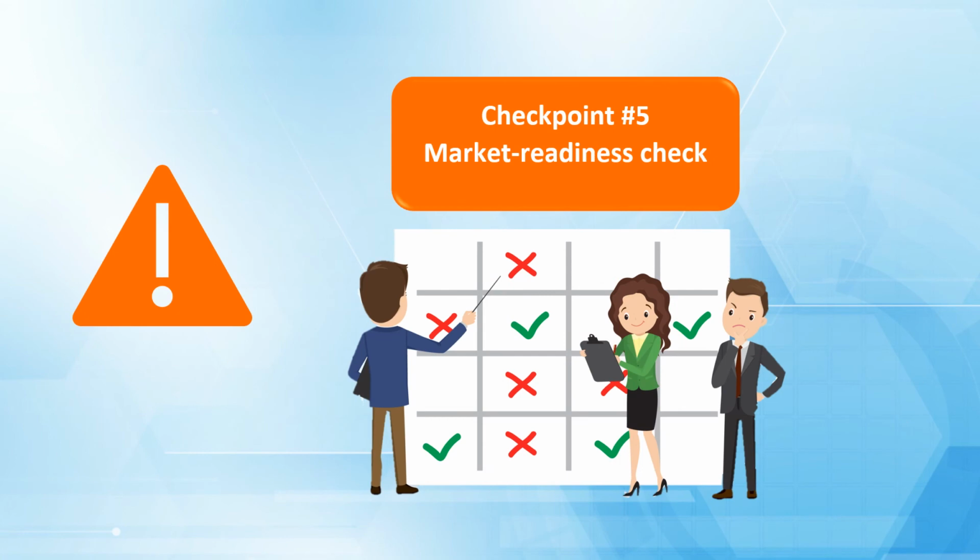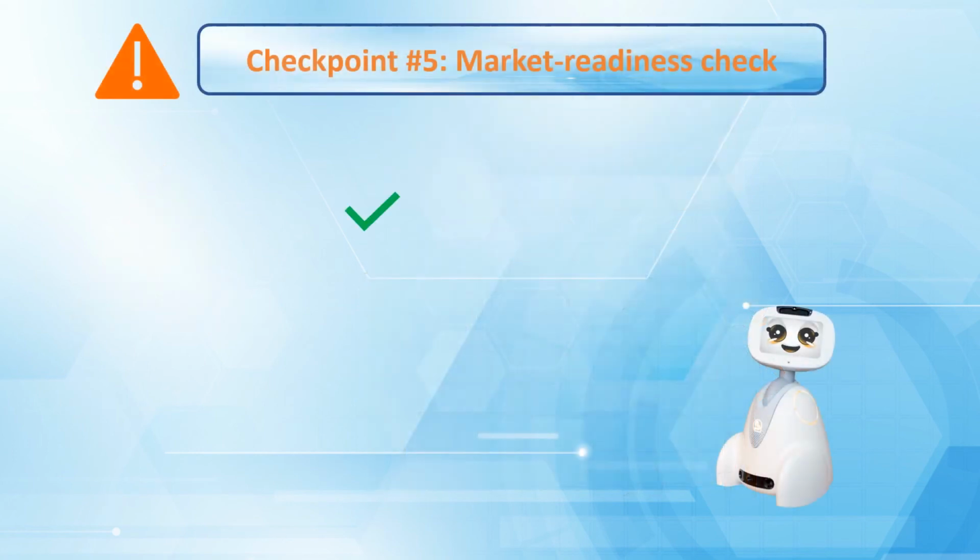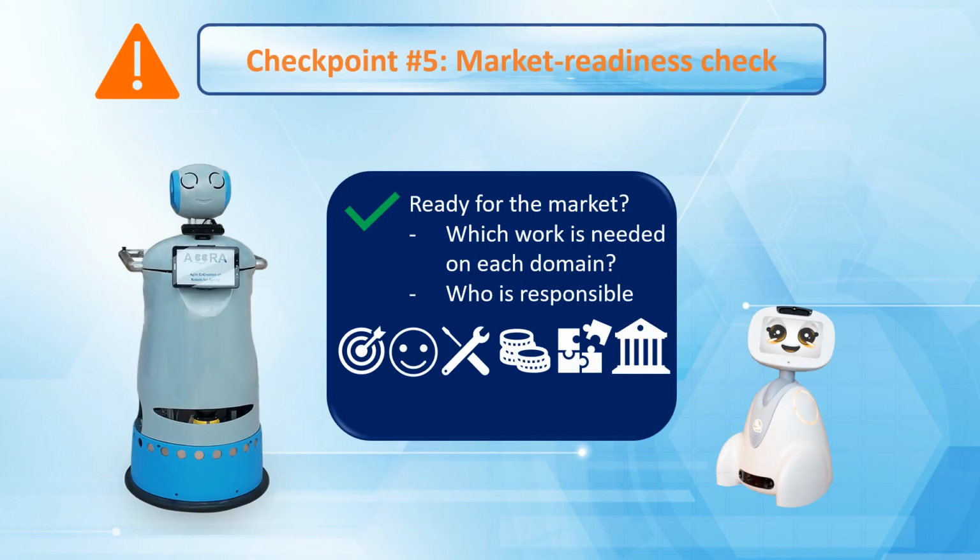The assessment gives the input for checkpoint number 5, the final check of the LIFE methodology, the market readiness check. So here you ask yourself critically, given the results of this last evaluate phase, is the robot ready for the market? And if so, or if not, which work is needed on each domain? And who is responsible for that? So the sustainability assessment gives you really the input to perform this market readiness check.